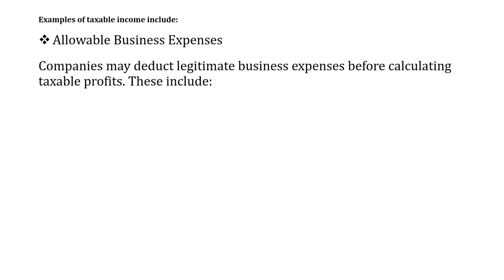Right, now let's move on to the examples of taxable income. We continue. Examples of taxable income. We have allowable business expenses. This one is the last one on the examples of taxable income. Remember, we've been talking about examples of taxable income. So the last one is allowable business expenses.